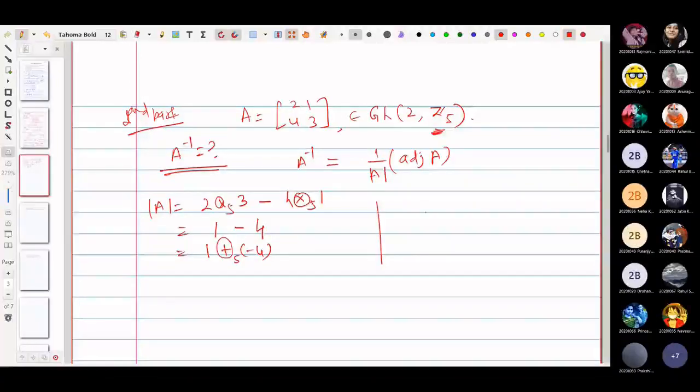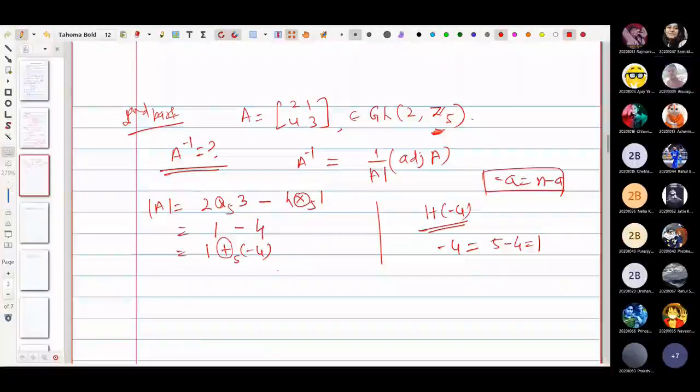So minus 5 is what? In positive, we can write this is minus 4 now. So minus 4 is equivalent to what? Minus A is equivalent to N minus A in positive, where N is nothing but Z5 here, so N equals 5. So minus 4 is equal to 5 minus 4, which is equal to 1.